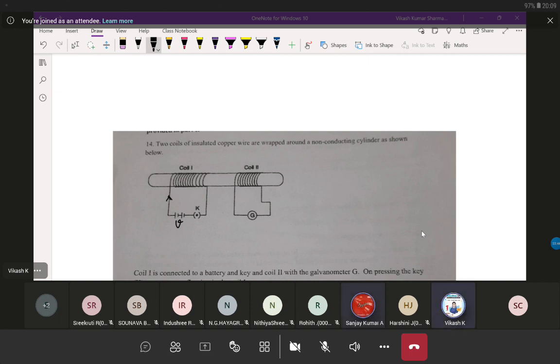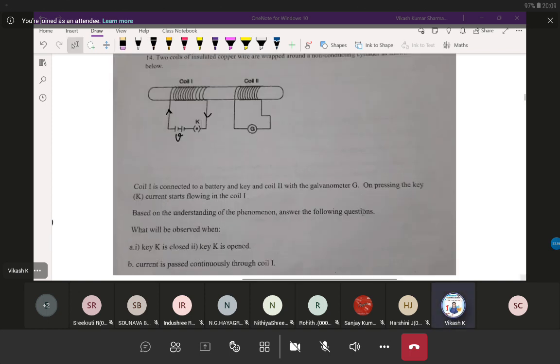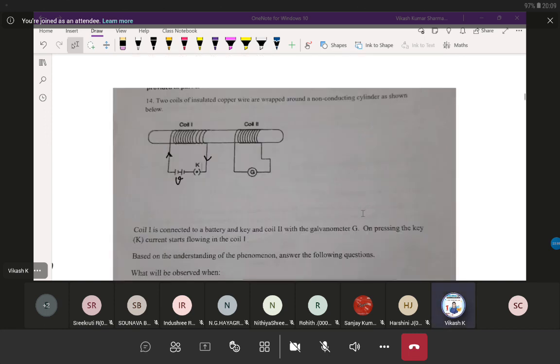A current will start moving. Yes or no? Because in this coil, current will start moving, right? Okay. If current starts moving in coil 1, which is known as the primary coil, what happens to coil 2?